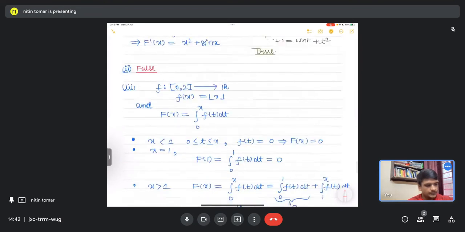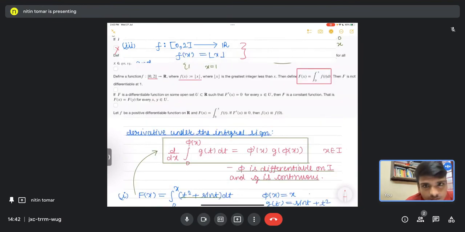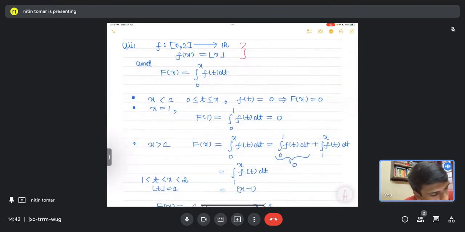Okay, so let's check. So f is this greatest integer function, and capital F is defined as this integration function. Now, because we have to check differentiability, we have to first go for the continuity. So we'll check for x in the neighborhood of 1 only. So for x less than 1, we'll have f of t equal to 0, right? Because for all t between 0 and x, where x is strictly less than 1, the greatest integer will be 0. So in that case, our integral function capital F will be 0.